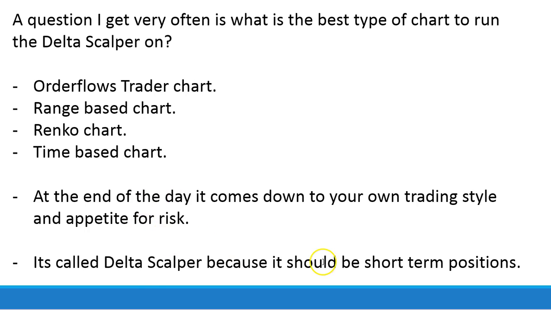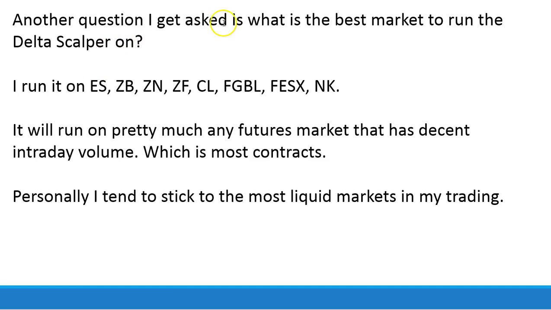So it's called the Delta Scalper because it should be short-term positions. Again, I'm not looking for you to hold it. You're not buying it at 9 o'clock and holding it until 3 o'clock. It was designed for trading crude actually, but it works great on other charts. That leads into the next question I get: what's the best market to run the scalper on? I run it on E-minis, bonds, 10s, 5s, crude, Euro stocks, and Nikkei.